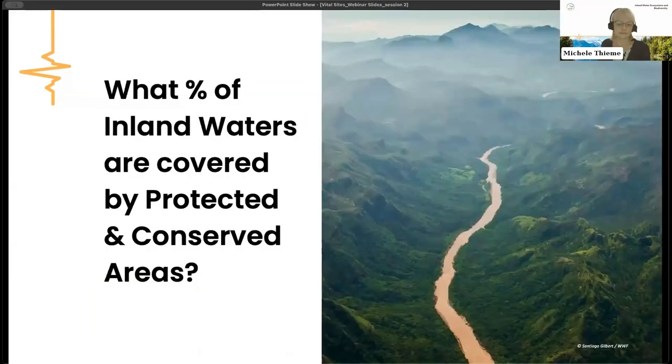I'd like to ask you now each to take a moment and just think about what percent of inland waters you believe are covered currently by protected and conserved areas. Just hold that number in your mind for a minute.